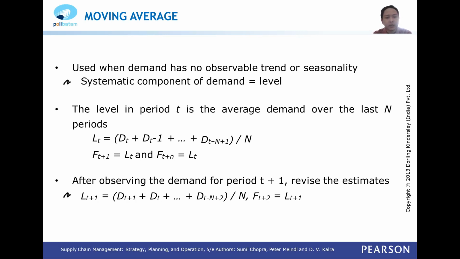Then after getting the actual value of the demand in time period T plus 1, we should revise the estimate using the formula LT plus 1 equals DT plus 1 plus DT plus so on, down to the demand in time period T minus N plus 2, then divided by N. Our forecasting formula becomes FT plus 2 equals LT plus 1.